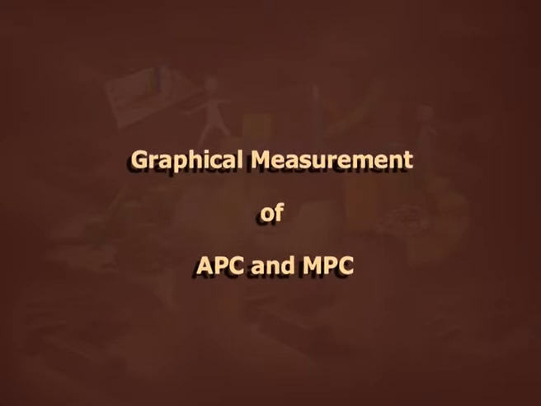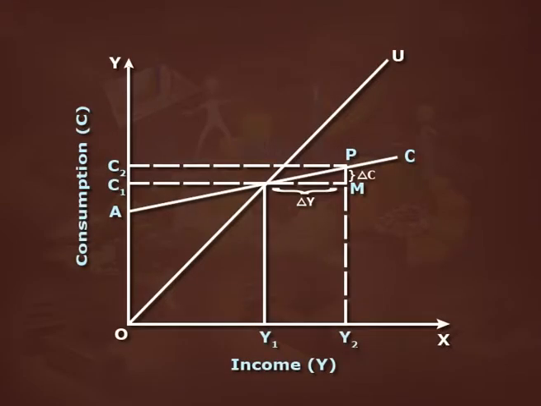Graphical measurement of APC and MPC. Diagrammatically, the average propensity to consume is measured at a single point on the C curve. In the following figure, it is determined at point A, where C by Y gives APC. The marginal propensity to consume, on the other hand, is measured by the slope or gradient of the C curve, that is, the consumption function schedule or the curve.